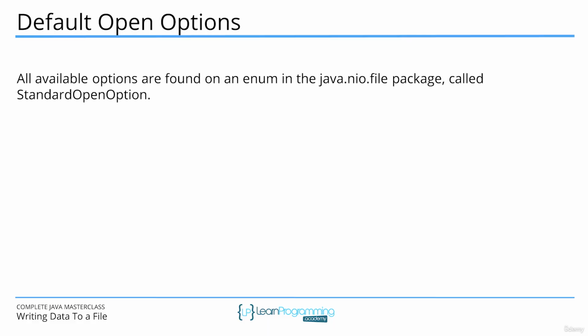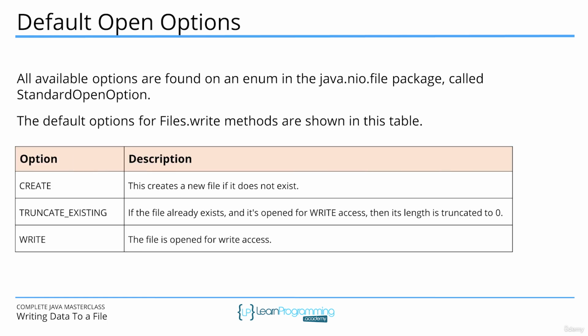All available options are found on an enum in the java.nio.file package called StandardOpenOption. The default options for Files.write methods are shown in this table. When you don't specify options, the file will get created if it doesn't exist. The file will get truncated every time you write to it, which is why we only see the last 2 records of student 5 in the content. And naturally, it's open for write, but you can open any file resource either for reading, writing, or both.